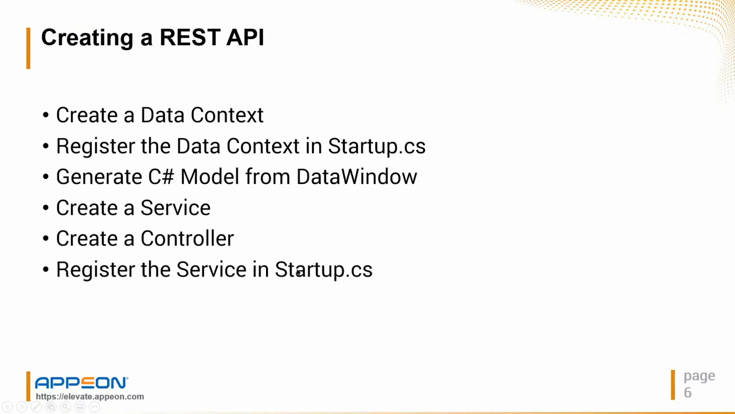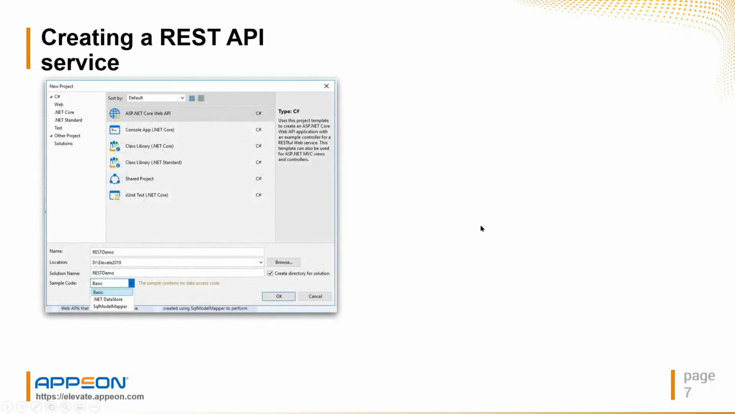At that point, you can run it and you'll have a working service. So let's look at each of those steps. First of all, this is actually creating the project. So if you open up Snap Develop and say that you're going to create a new project, select ASP.NET Core Web API.